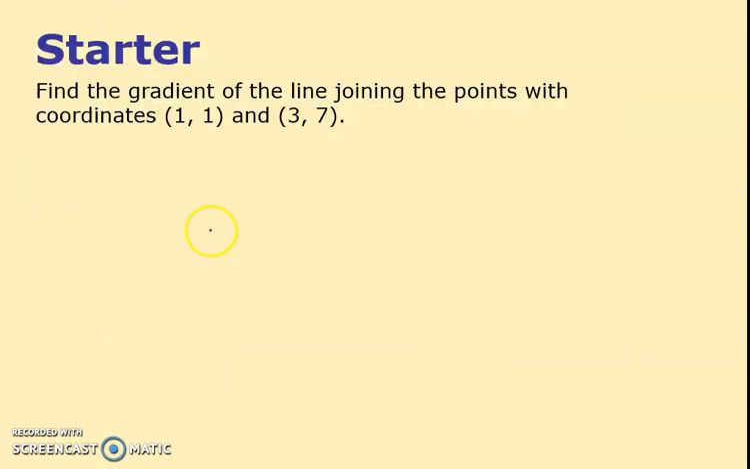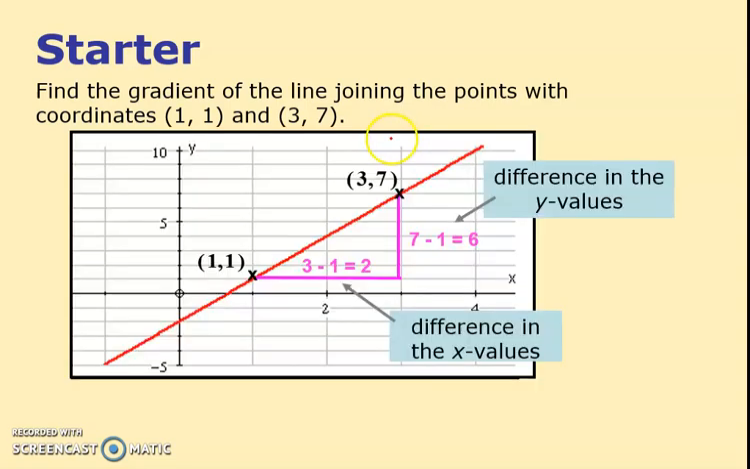Little starter, find the gradient of the line joining these points. If I was doing this at GCSE, and this is just GCSE maths, I would draw a picture. So there's my picture. There's 1, 1, there's 3, 7. You find the difference it goes across, and you can just use the x coordinates to do that. 3 take away 1 is 2. And then you do 7 take away 1, which is 6. And you end up with these two values.